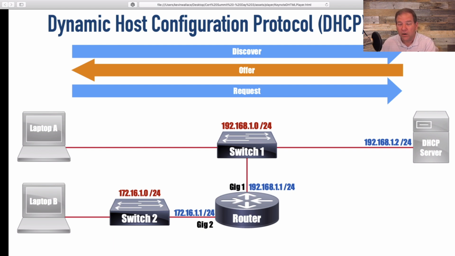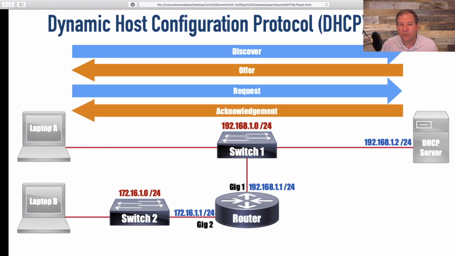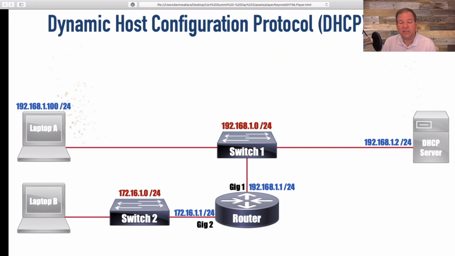So far we've got discover, is there a DHCP server out there? One responds with an offer saying, yes, and here's my IP address. Then we send a request saying, okay, give me some IP address information. And finally, the A in DORA, the acknowledgement, that's where we do the big download. That's where the DHCP server says, all right, here you go. Here is your IP address information. And that's the A in DORA, that's the acknowledgement. And that's the way that laptop A got its address. It has an address now of 192.168.1.100.